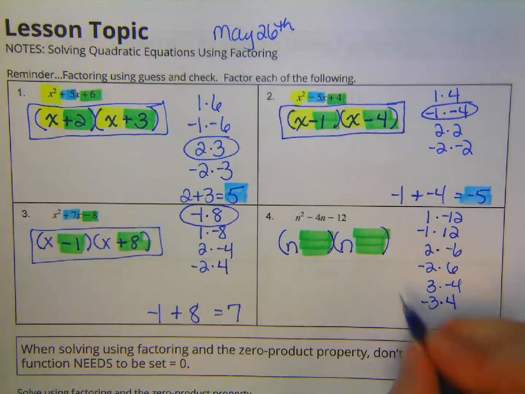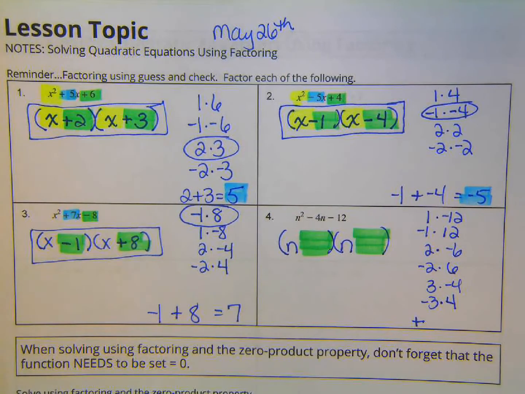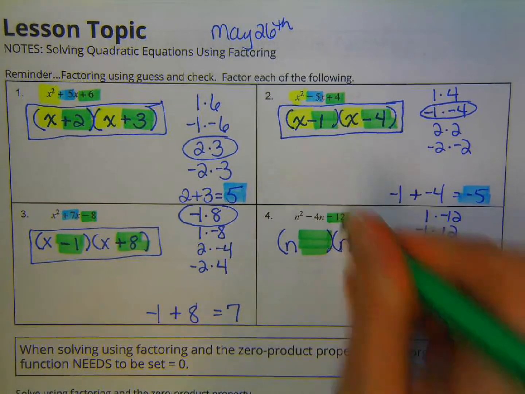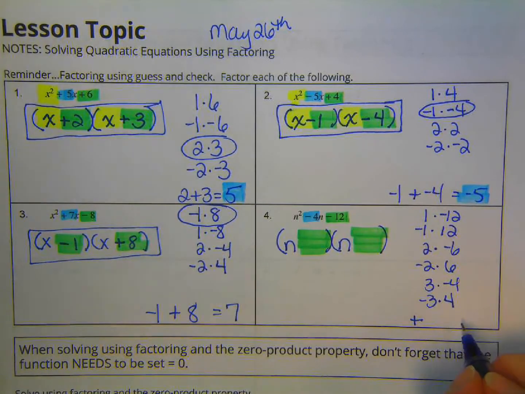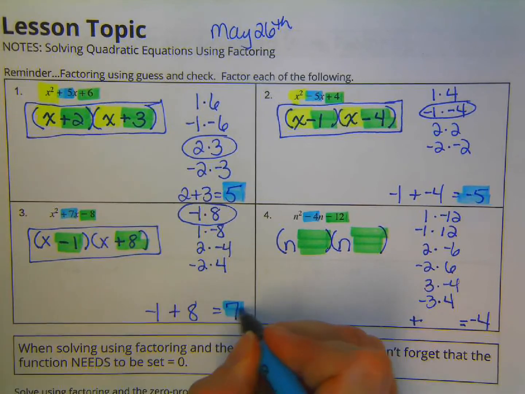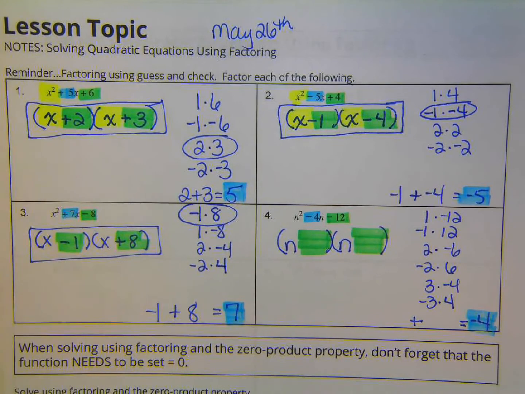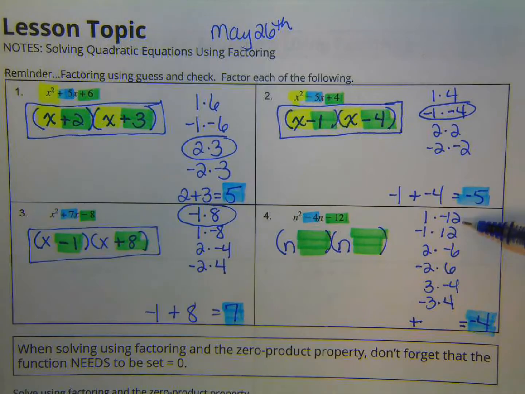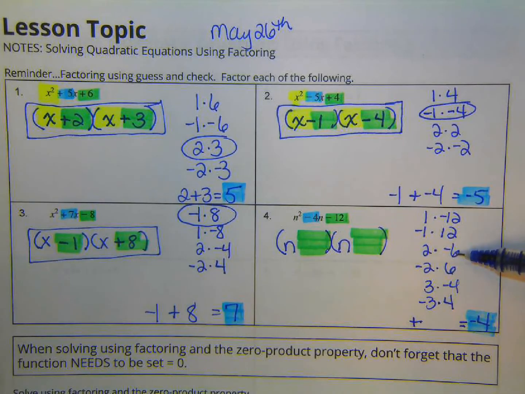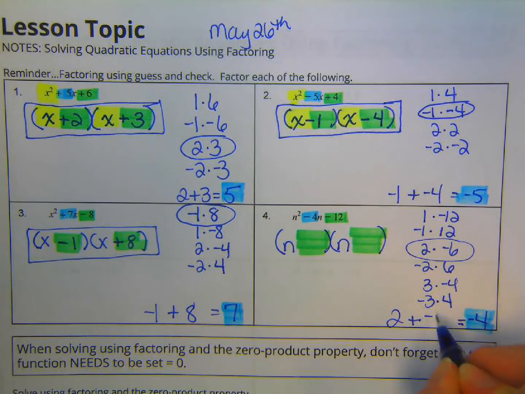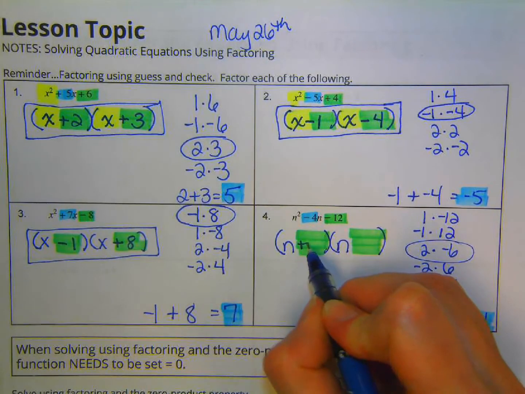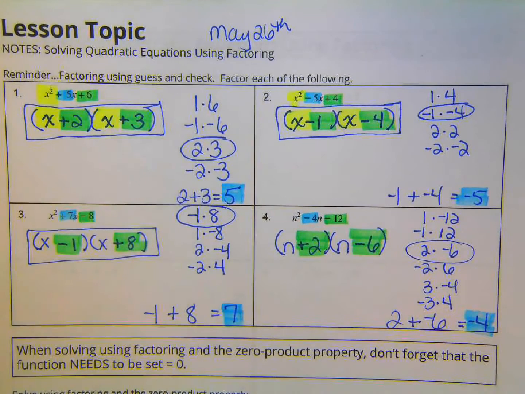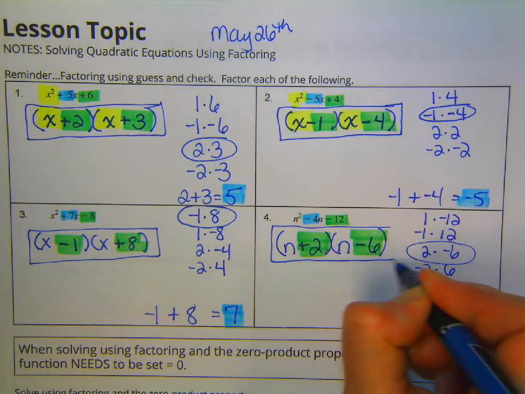And the question is, which of those can we add together to get negative 4? What can we add together to get negative 4? Let's see, not this, not this. 2 plus negative 6, I think that's going to work for us. And that gives us our negative 4. The y's of this, we'll talk about y next year. And there's our answer. That is factoring.